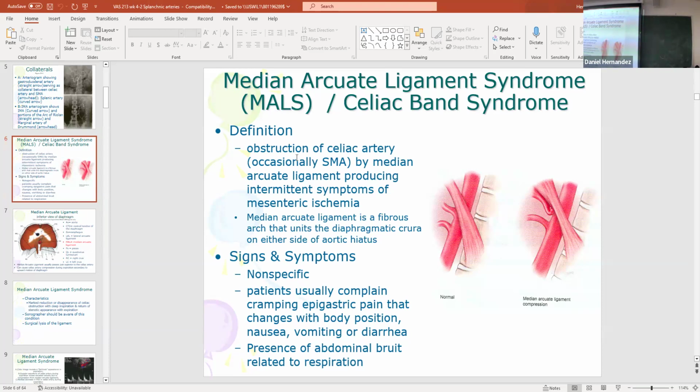ischemia. So this median arcuate ligament is a fibrous arch that unites the diaphragmatic crura on either side of the aortic hiatus. So basically think of this as a ligament that's attached to the bottom of your diaphragm and connects below the level of the celiac artery. And as you breathe, that ligament gets pulled either taut or gets loose with inspiration and expiration. So it overlies the celiac artery and can actually cause compression of that celiac artery.